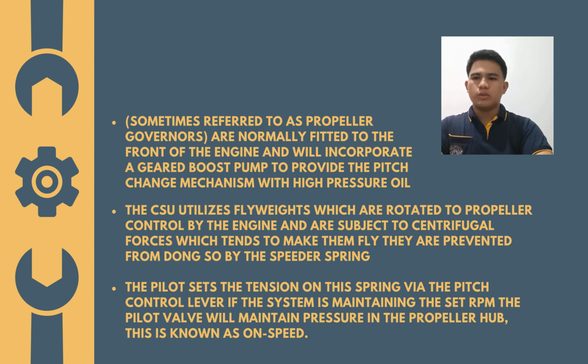The CSU utilizes flyweights which are rotated by the propeller controlled by the engine and are subject to centrifugal force, which tends to make them fly outwards. They are prevented from doing so by the speeder spring. The pilot sets the tension on this spring via the pitch control lever. If the system is maintaining set RPM, the pilot valve will maintain pressure in the propeller hub. This is known as on-speed.